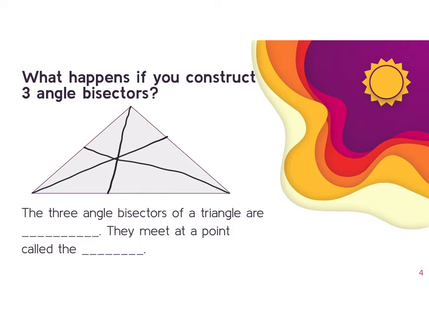And notice what happens is they all come together at that one point. Since they're all coming together at one point, we learn that those lines then are concurrent. So three angle bisectors of a triangle are concurrent, and they meet at a point called the incenter. Remember, these were angle bisectors, so each of these lines cut their angles in half.